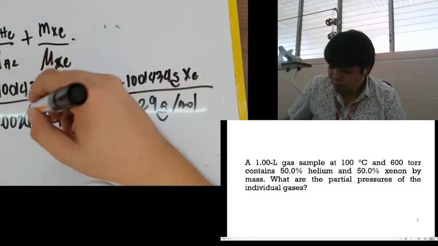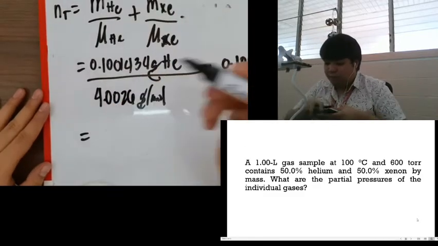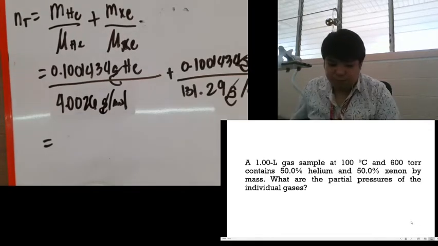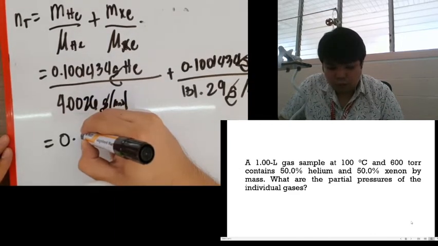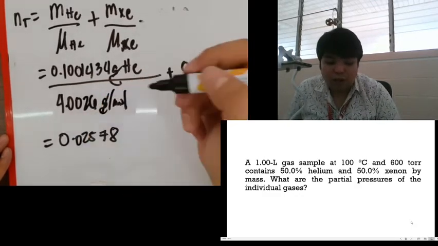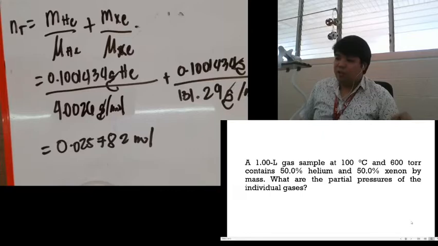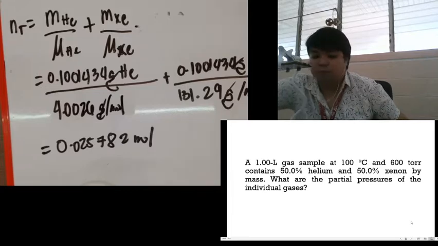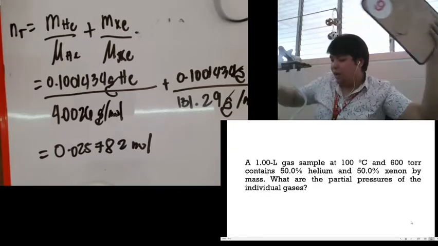So, cancel. What we get is the total number of moles, 0.025782 mole, the total number of moles of the mixture. Again, I'm running out of space.